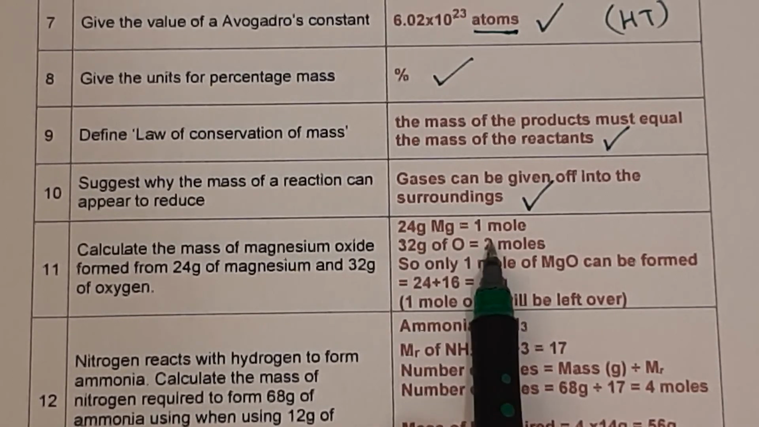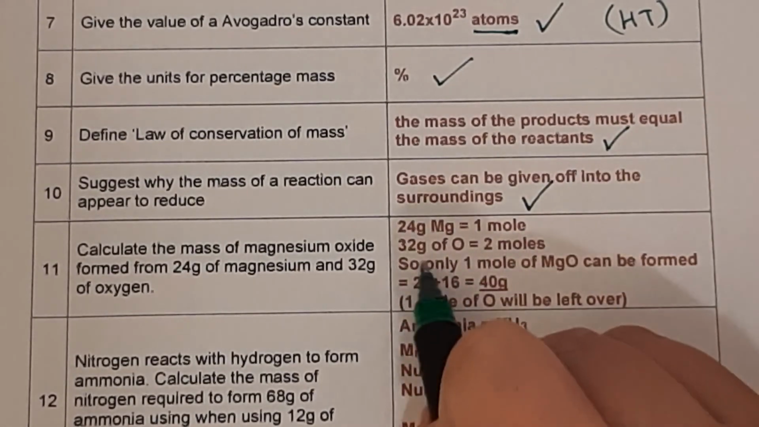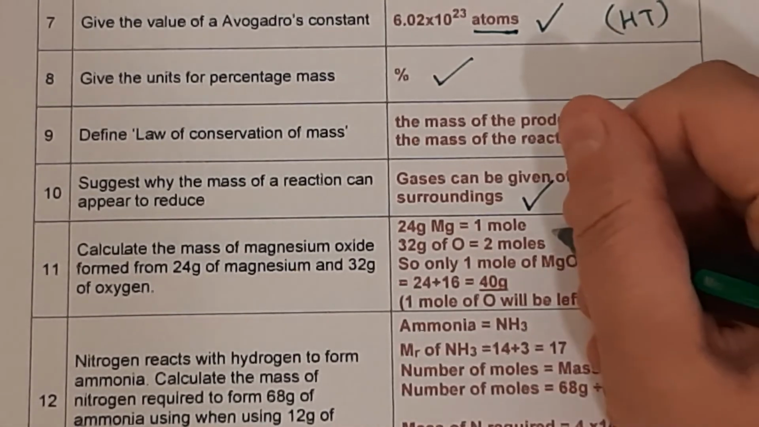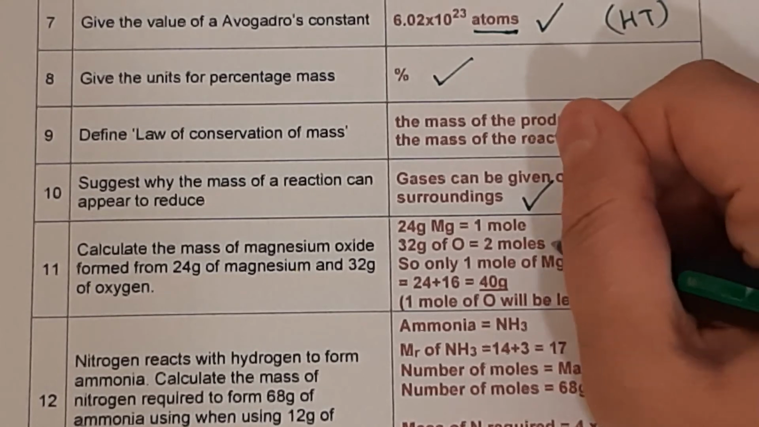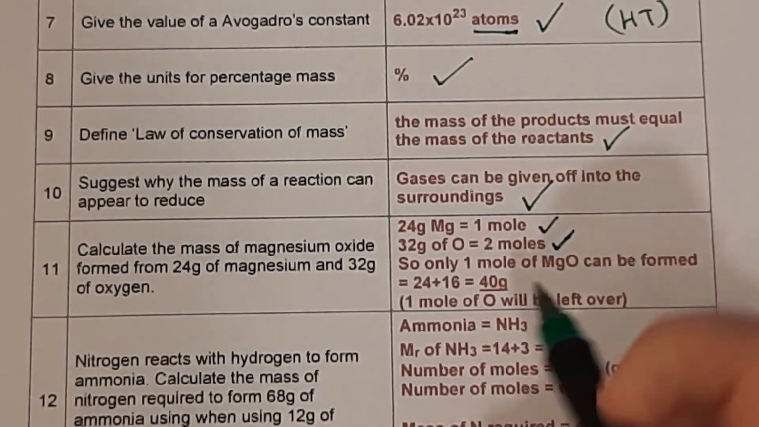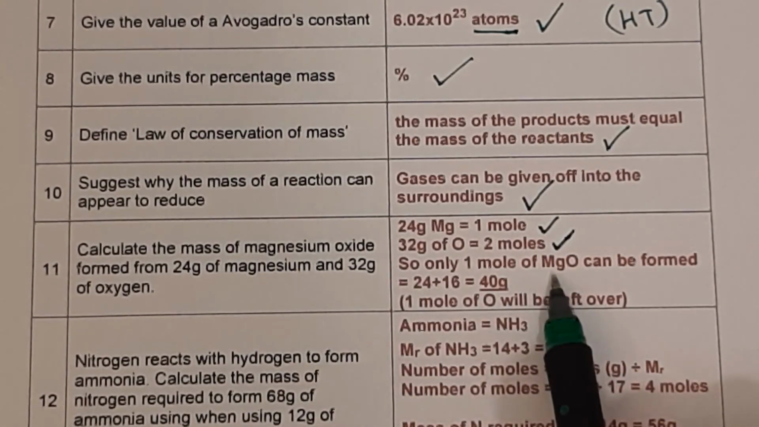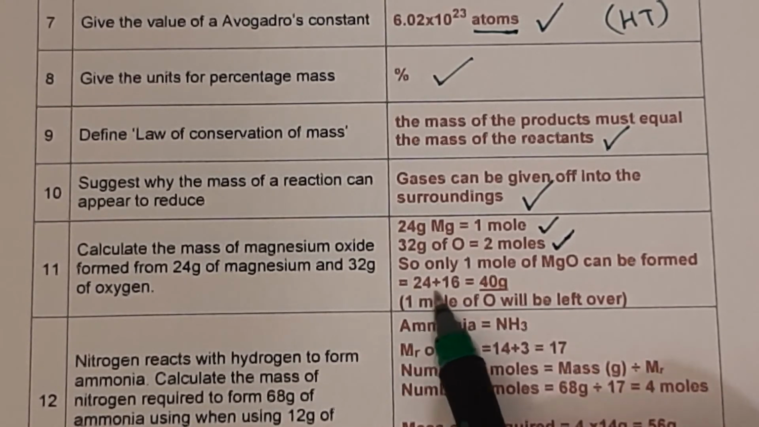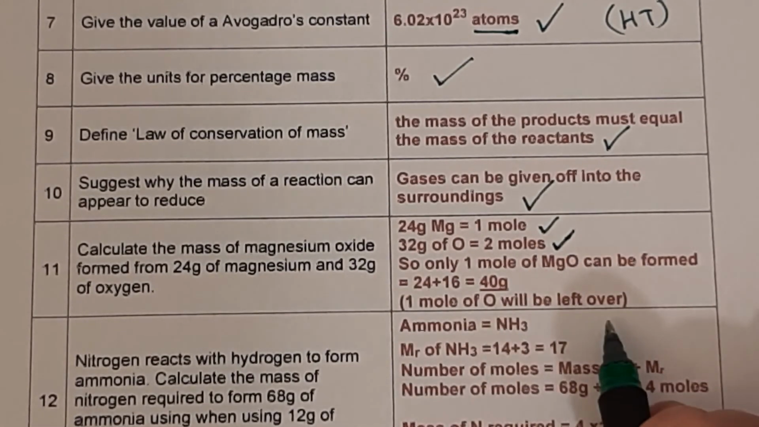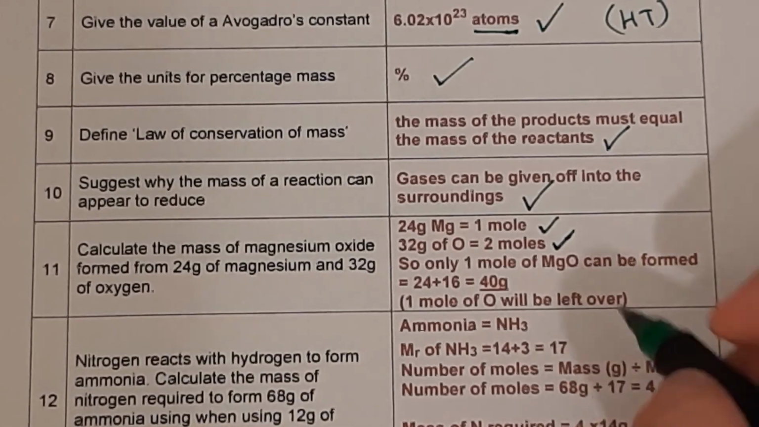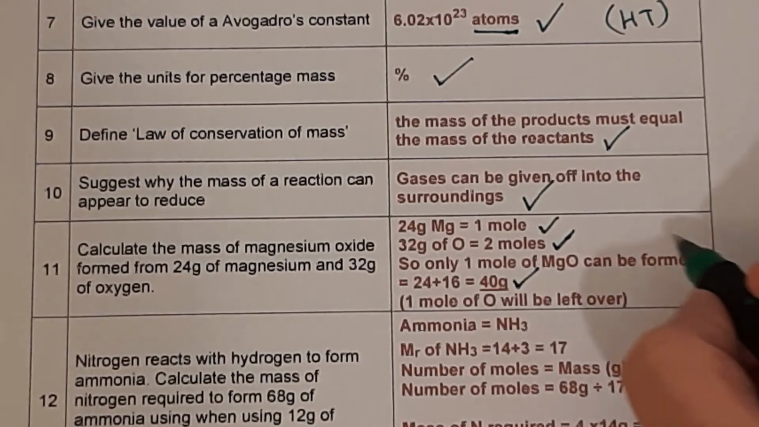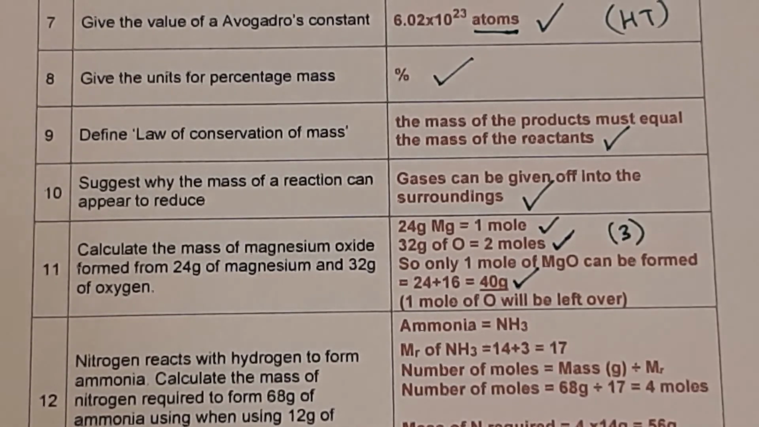Okay, so 24 grams of magnesium is 1 mole, 32 grams of oxygen is 2 moles. So you'll get a mark for doing both of these, a mark for each. Then you can only react 1 mole of magnesium with 1 mole of oxygen, which is going to give you 24 plus 16 to give you 40 grams, and you'll have 1 mole of oxygen left over. So it's going to produce 40 grams. So there's 3 marks there, so I'm going to put that in brackets 3.